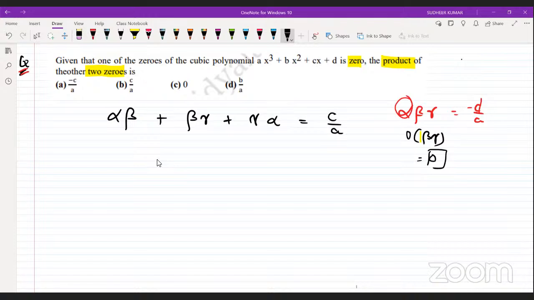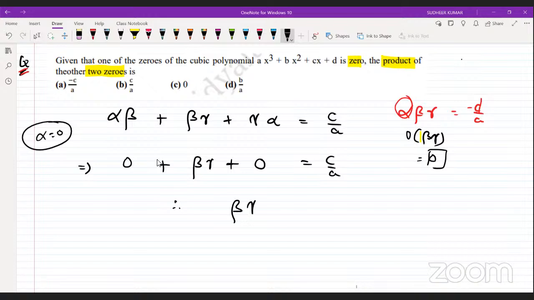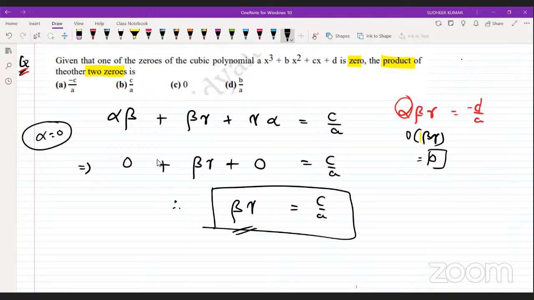Since one of the zeros is 0, let us consider the zero is alpha. So if alpha is 0, this becomes 0 plus beta into gamma plus gamma into 0, which is 0, equal to c by a. Therefore, the product of the other two zeros, beta into gamma, equals c by a. So the left side is the product of the other two zeros and the right side value is c by a. So the answer is c by a.